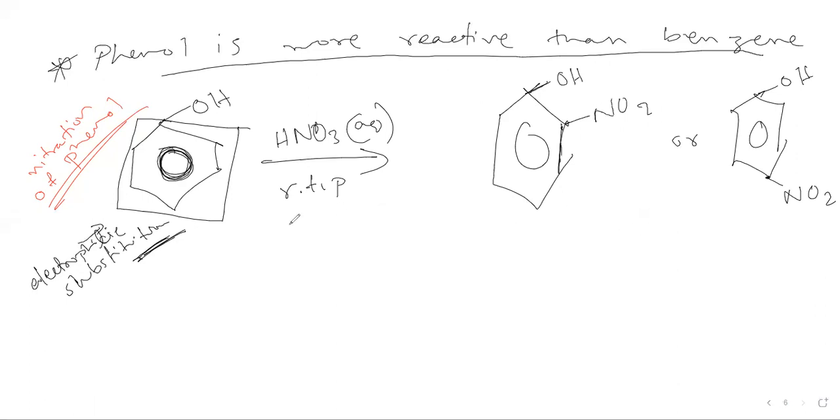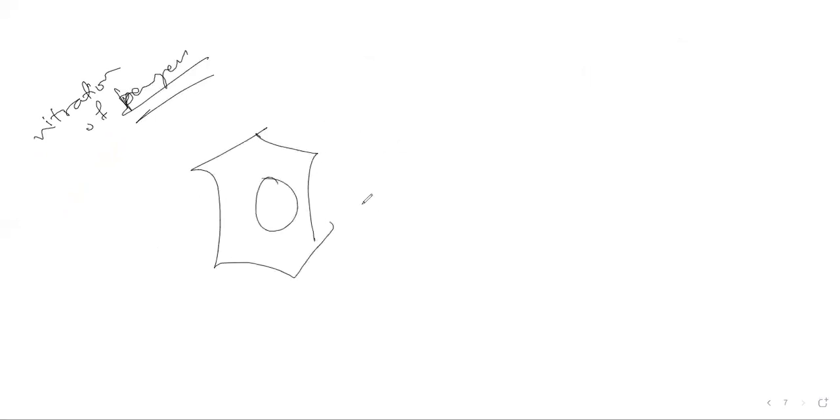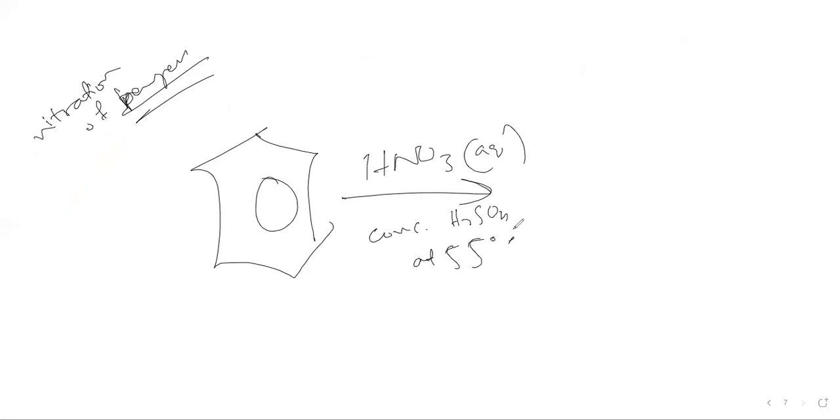Now this is happening at room temperature, but for the nitration of benzene, the same benzene ring without the phenol, with the same reagent, nitric acid, this time we need concentrated sulfuric acid at 55 degrees centigrade. See, the temperature has now increased.